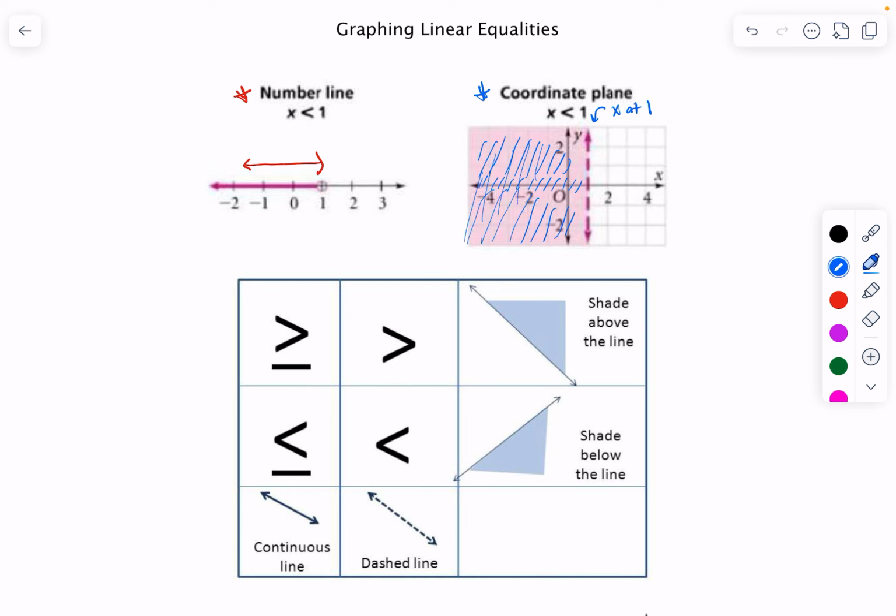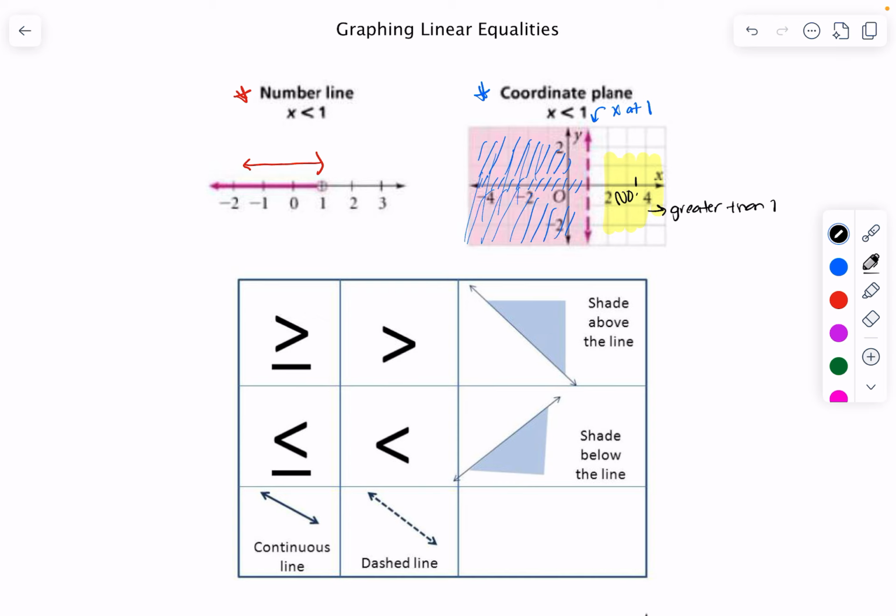Okay? I don't want to put any values over here because all of those values are greater than 1. And we don't want that. We want all the values less than 1.